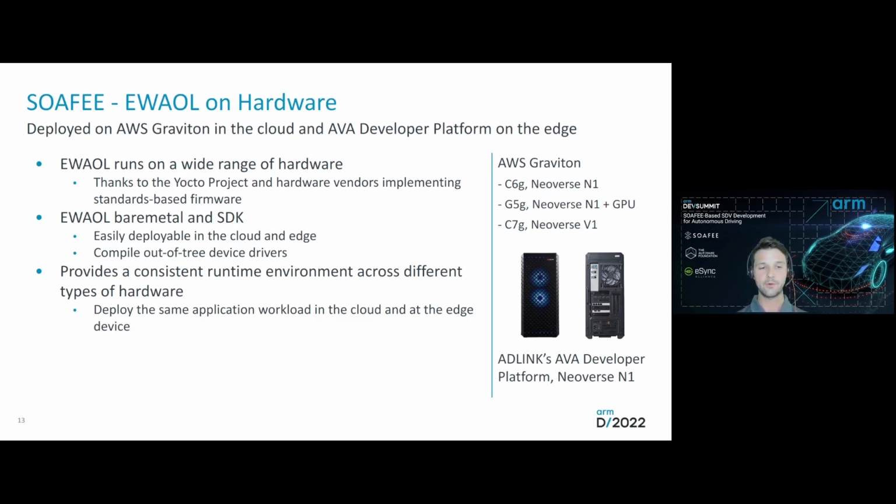AD-Link's Ava developer platform has a chip from Ampere with the Neoverse N1 core. It's like a desktop developer machine with PCIe slots for acceleration. It's great for prototyping. Now I'll hand over to Christian, who will talk about the autonomous drive application workload, Autoware.